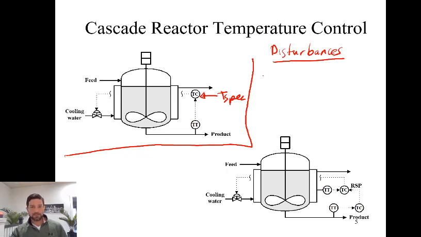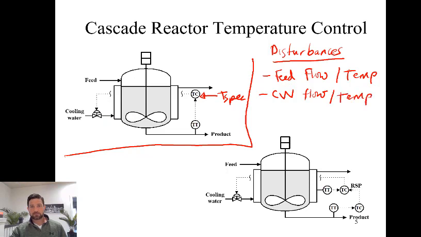Okay, hopefully you came up with some of these ideas. Some of the disturbances to the system can be associated with the feed. We could have a feed flow or a feed temperature change. Those would be two different disturbances. Other types of disturbances could be related to the cooling water. The cooling water flow could change without the controller changing the valve position, and also the cooling water temperature could change.